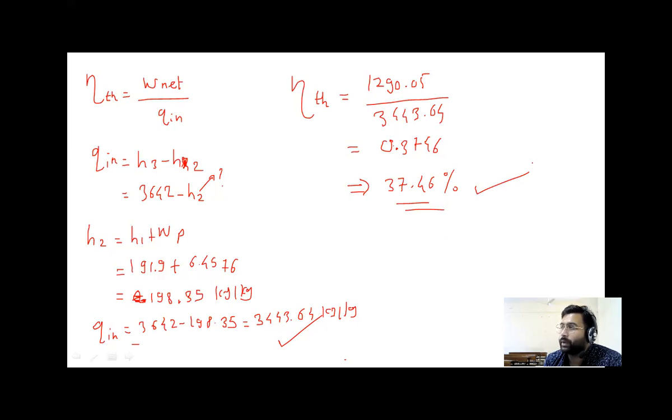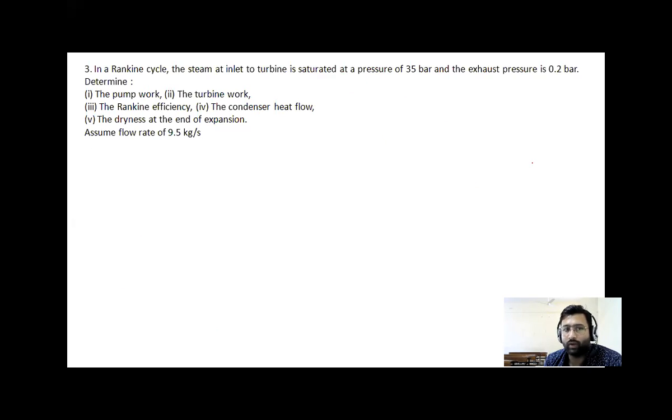So we have two more examples, but today we'll take one, and one I will give you as homework. Okay, but I expect the next example you should solve it.